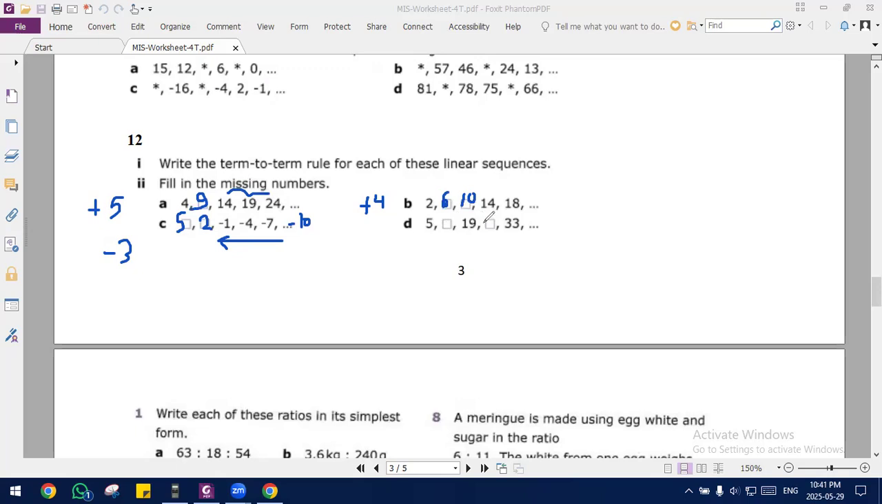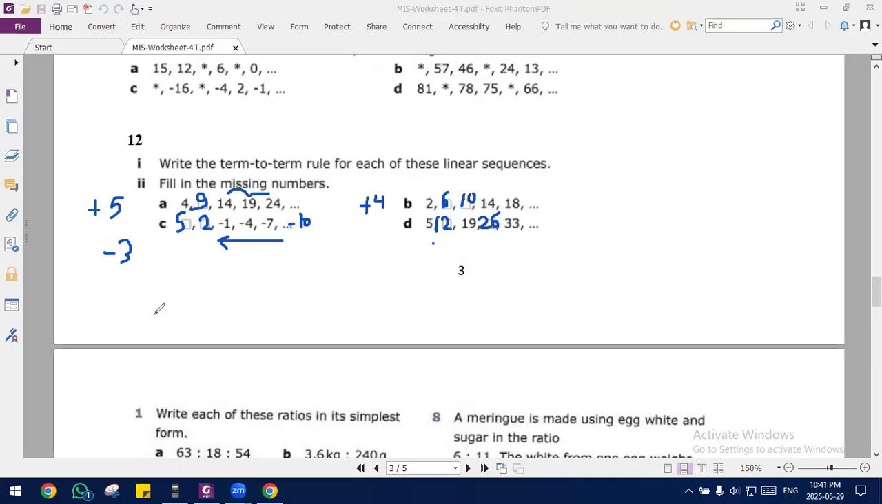Last one, D. We have 5, then something, then 19, then something, then... So you might say there are no two consecutive numbers, but it's okay. We can understand from the difference between these. So between 5 and 19, how much do we have extra? We have 14. Means that this is halfway. It's not 14, it's half of it. So it's 7. Each step we need to add 7. 5 plus 7, 12. 12 plus 7, 19. 19 plus 7, 26. 26 plus 7, 33. 33 plus 7, 40 if we need to continue.